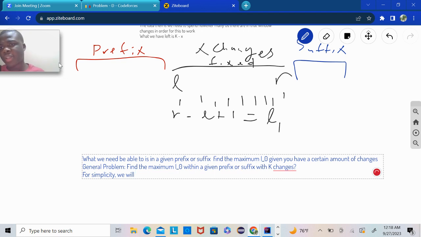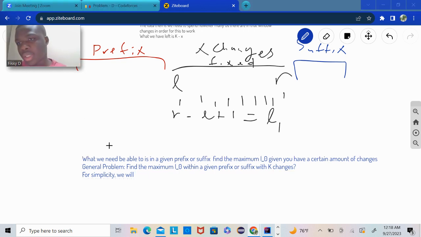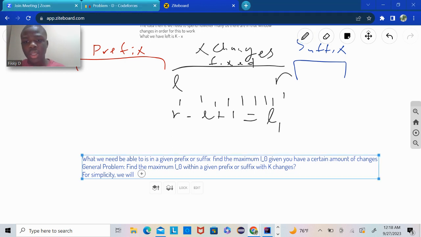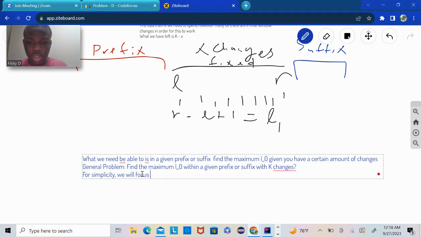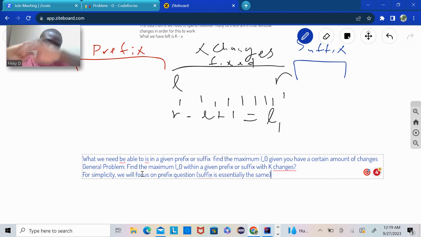For simplicity, when we talk about prefixes and suffixes, they're like mirrored, it's the same idea. It's just backwards. So for simplicity, we'll focus on the prefix question, essentially. This is the general problem because this is what we now need to know how to do. If we're fixing a segment to be completely ones, then in both the prefix and suffix, the general problem we're now solving is: can you give me the maximum L0 given that you have at most k changes?